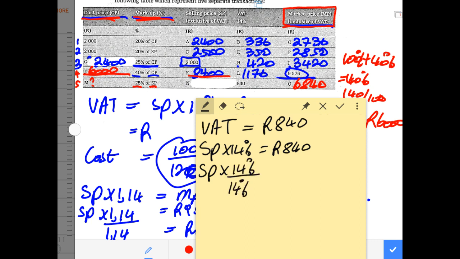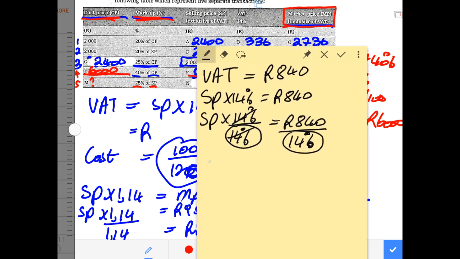Why are we doing this? Because we want to eliminate this 14%, as we did previously with that 14 over 114, so that we get to our 840 divided by 14%. Because we divided by 14% on the left hand side, before the equal sign, we must also divide by 14% on the right hand side, over the equal sign. Therefore now we'll be left with the selling price being equal to 840 divided by 14%.